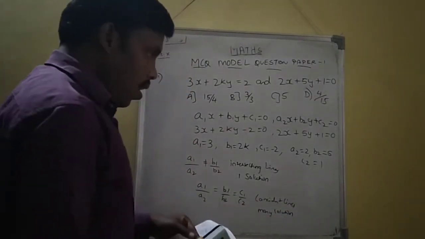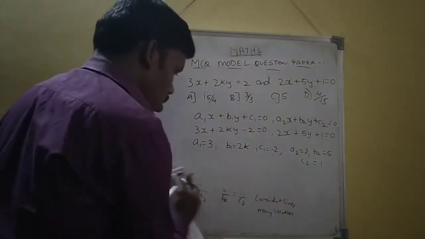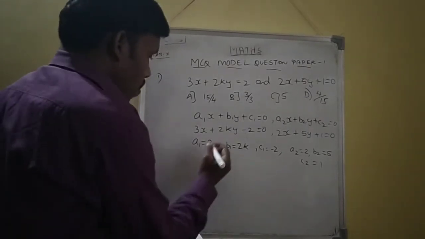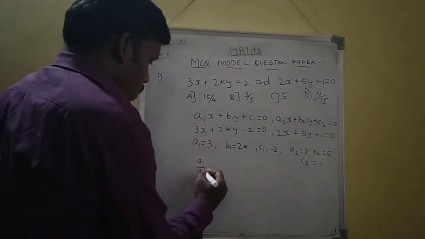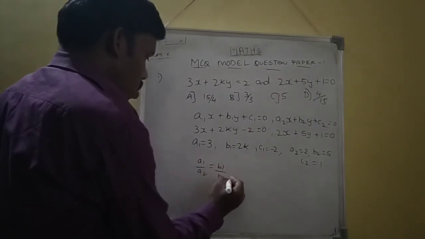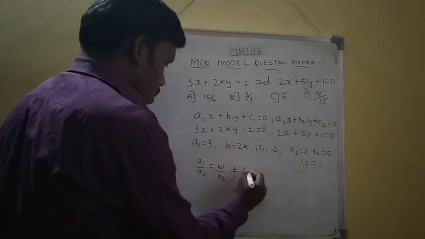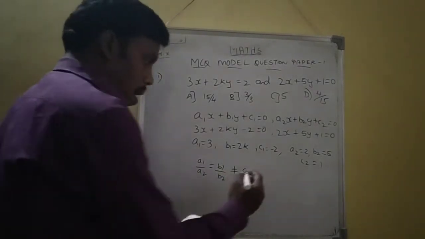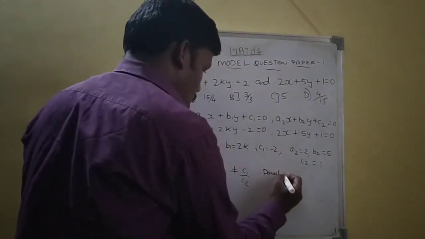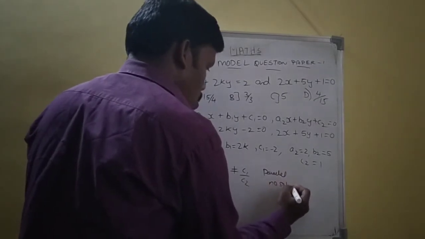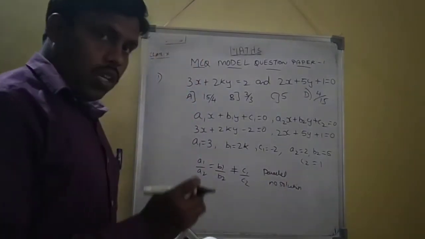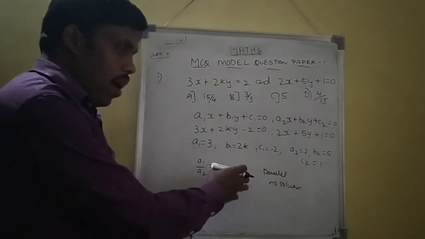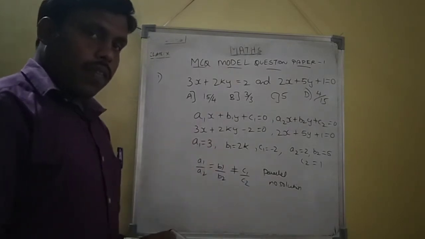So there are only three types: intersecting, coincident, and the third type is parallel. If the first two ratios are equal, a1 by a2 is equal to b1 by b2, but not equal to the third one, c1 by c2, then we say the lines are parallel. If these lines are parallel, then there is no solution. So only these three types of lines are there: intersecting, coincident and parallel. These questions can be asked anywhere. They can ask a question on parallel, coincident or intersecting lines.